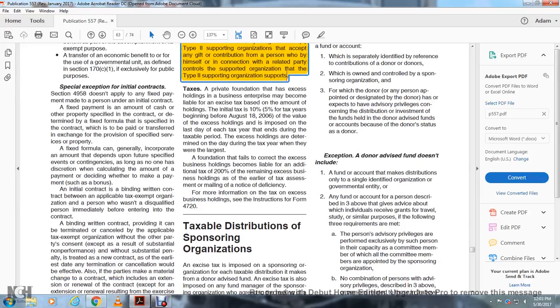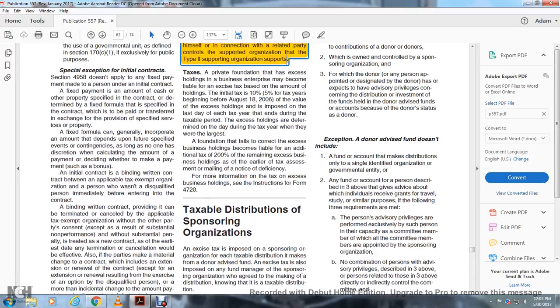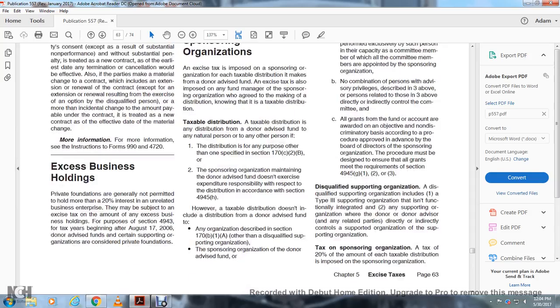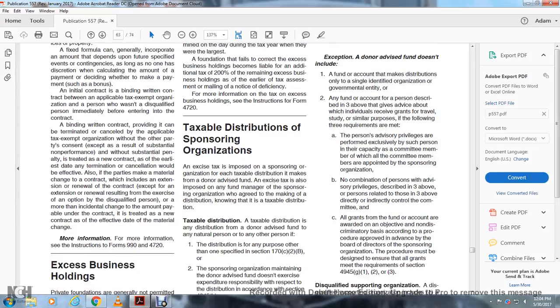If the foundation fails to correct the excess business holdings, it becomes liable for an additional tax of 200% of the remaining excess business holdings, with the tax assessment mailed with a notice of deficiency. For more information on taxes on excess business holdings, see the instructions for Form 4720.